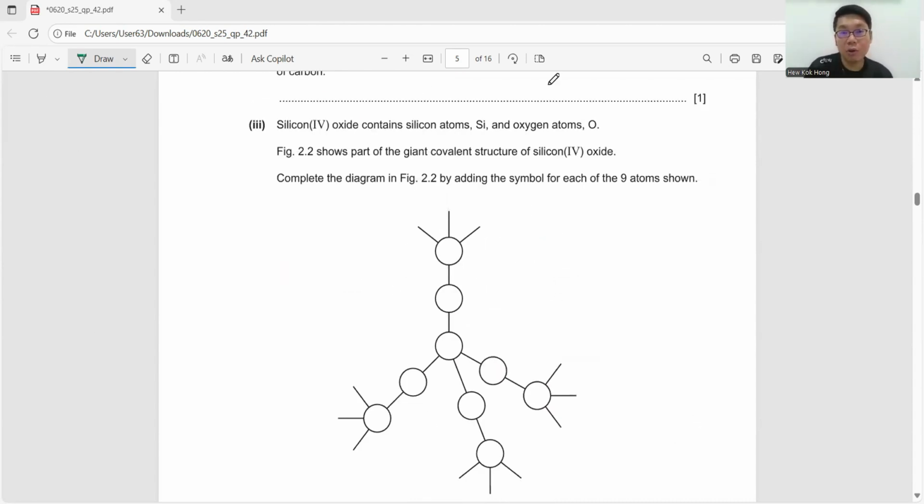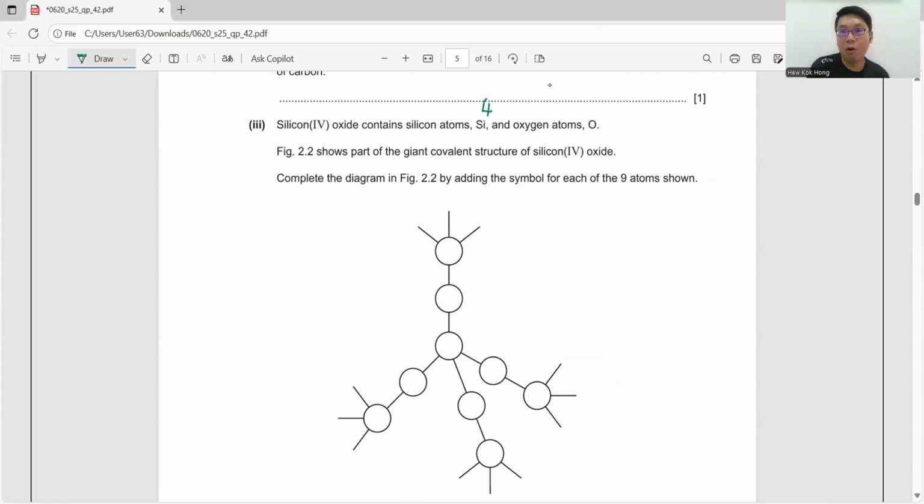Part 3. Silicon oxide contains silicon atoms and oxygen atoms. Silicon is group 4, oxygen is group 6. Show part of the giant covalent structure of silicon oxide. So we know oxygen needs to share 2 electrons. That's why it will have 2 bonds. So if you have 2 bonds, it's oxygen. Then for silicon, you need to share 4 electrons. That's why I have 4 bonds for silicon.